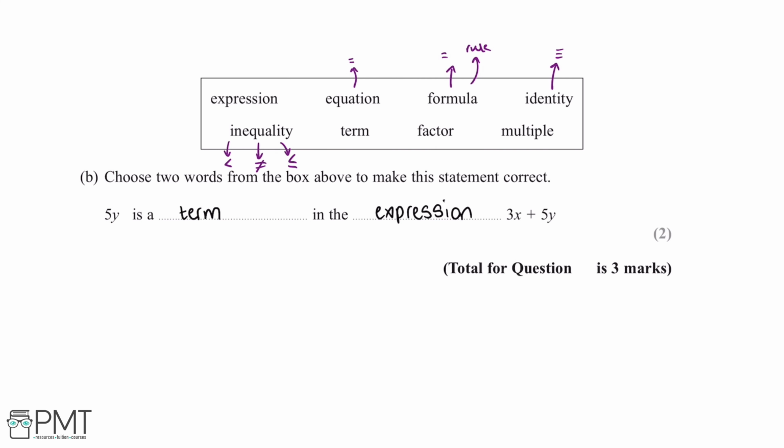And this question's worth 2 marks. We'll get 1 mark for writing that 5y is a term, and the second mark for saying that 3x plus 5y is an expression.